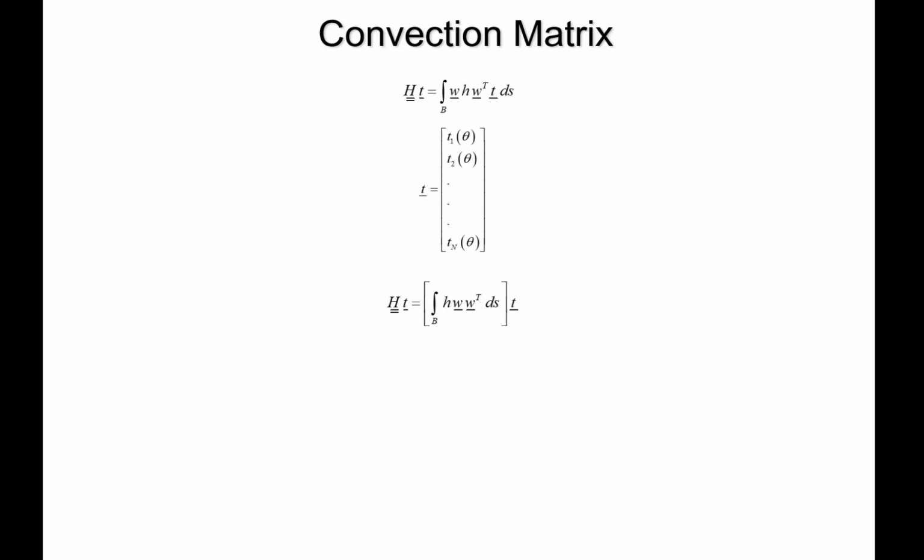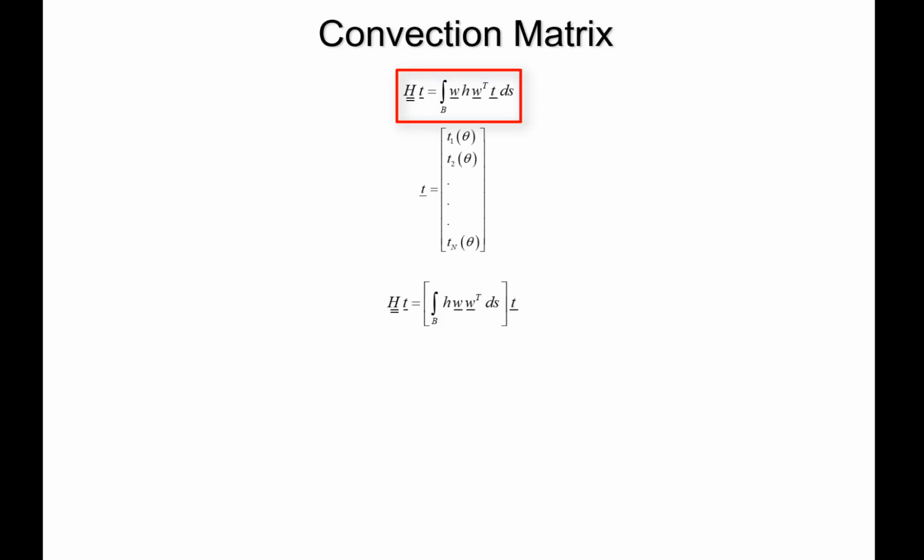So that leaves us with one last thing, which is the convection matrix. So this is the last term that we have to deal with. This is h times T. So this is the integral of w times h times w transpose times T, right?